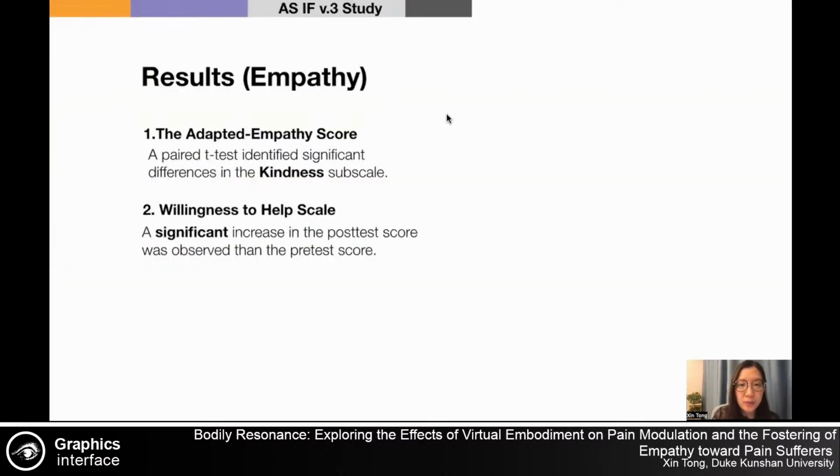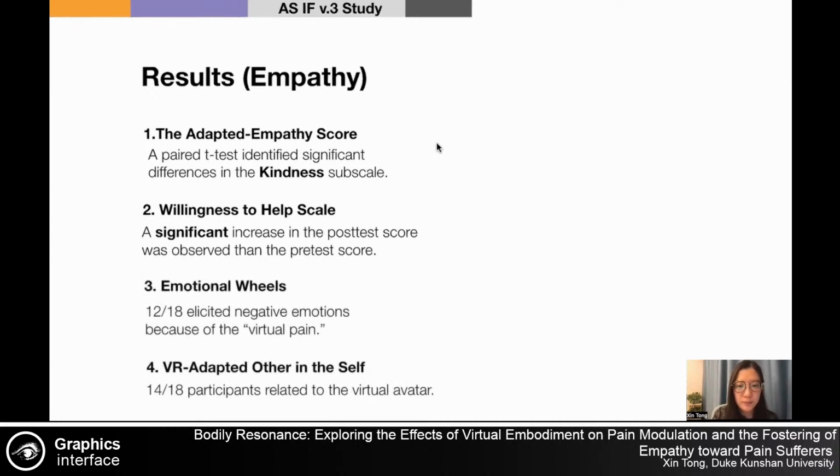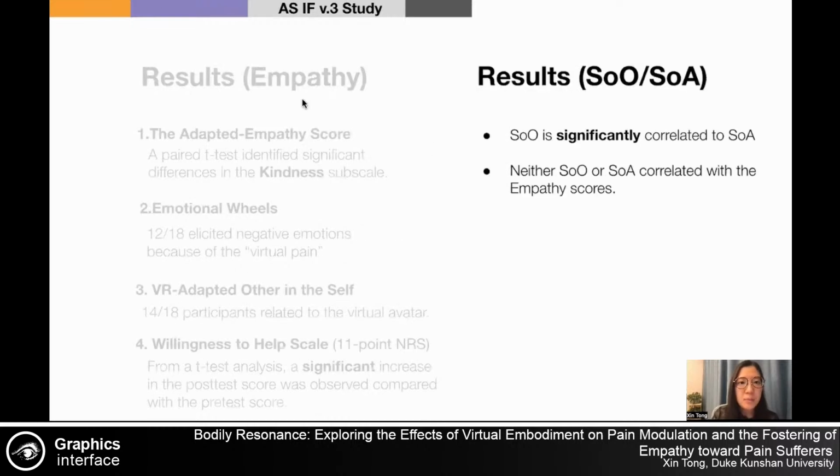I found improved empathy levels from both the adapted empathy scale and willingness to help scales. Moreover, the VR experiences also affected participants' emotions. Participants experienced a medium to slightly strong level of body ownership and agency over the virtual avatar. Although I didn't find any correlations between ownership and empathy, or between agency and empathy, I observed a positive correlation between willingness to help and kindness subscale.